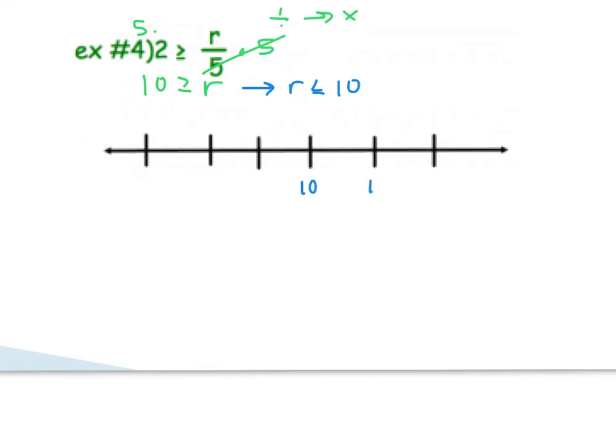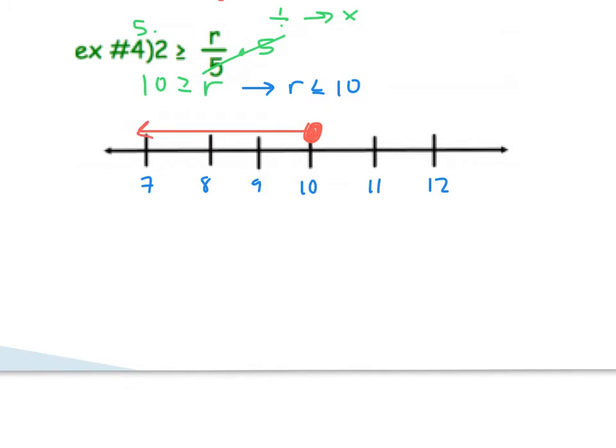I'll choose two values above, 11 and 12, and then we'll go 9, 8, 7. Put my boundary at 10. Okay, I'm going to close it because it says less than or equal to, and then I'm going to use my arrow to represent anything less than, which would be then to the left.